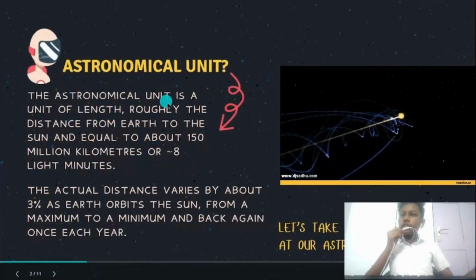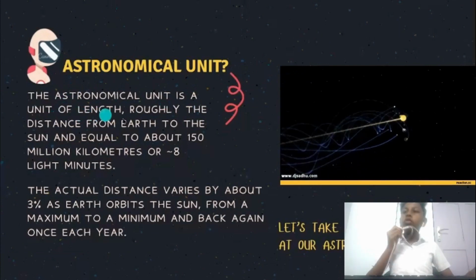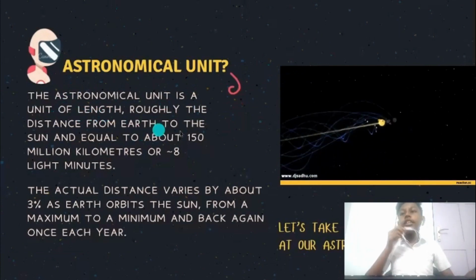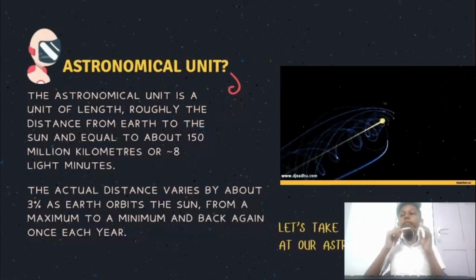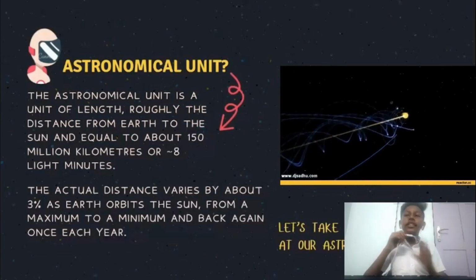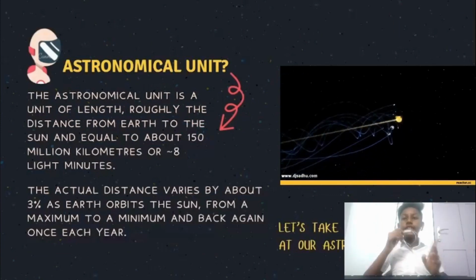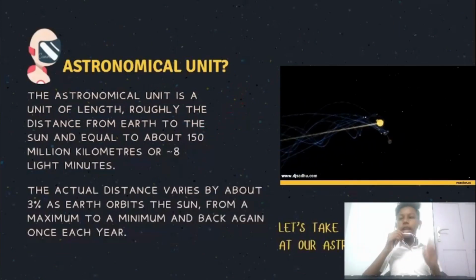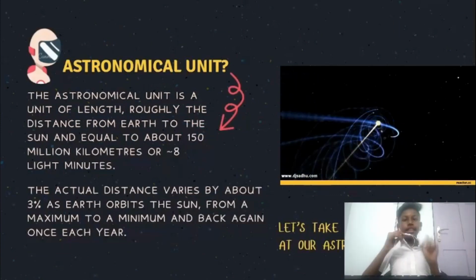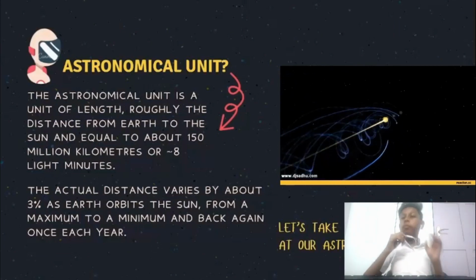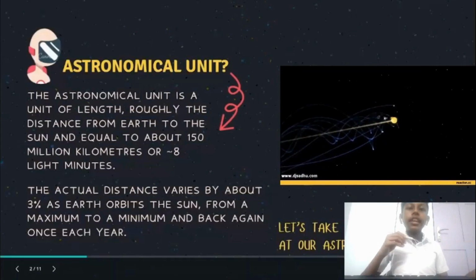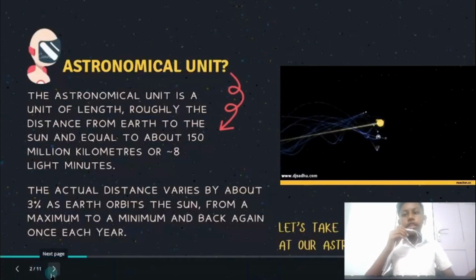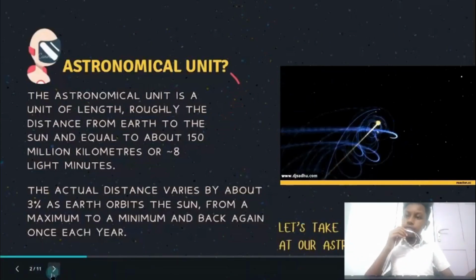Astronomical unit. The astronomical unit is a unit of length, roughly the distance from Earth to the Sun, equal to about 150 million kilometers or 8 light minutes. The actual distance varies by about 3% as Earth orbits the Sun, from a maximum to a minimum and back again once each year. Let us take a look at our astronomical unit.